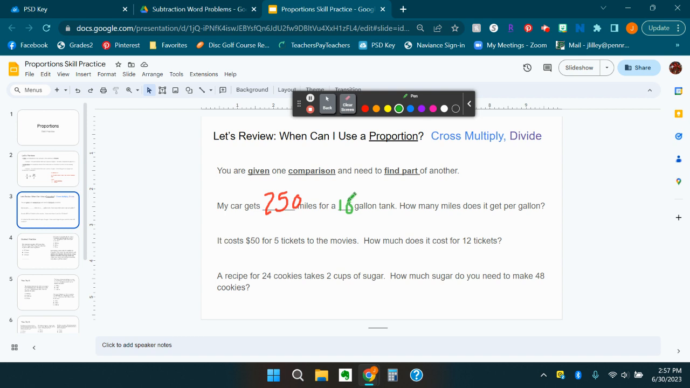I want to know how many miles does it get per gallon. Remember that per means 1. So I can set that fraction up: 250 miles for a 10-gallon tank.